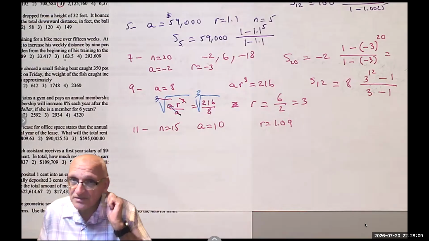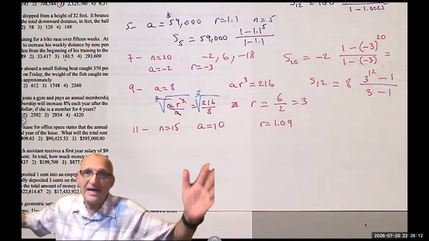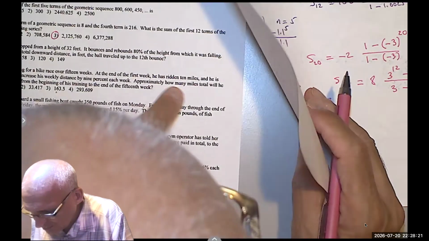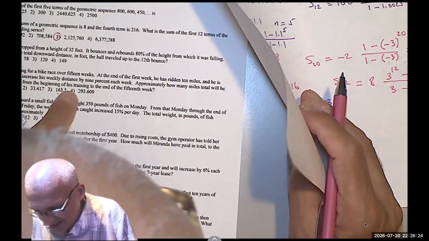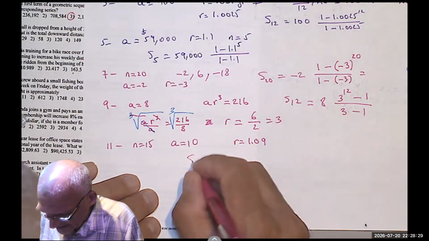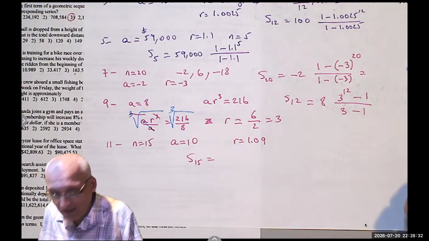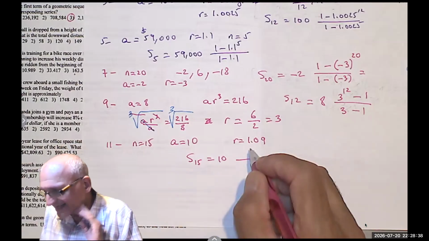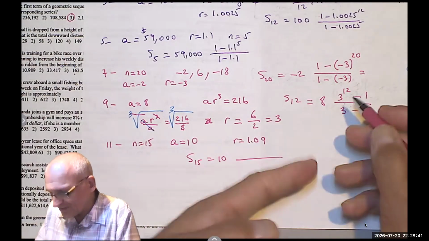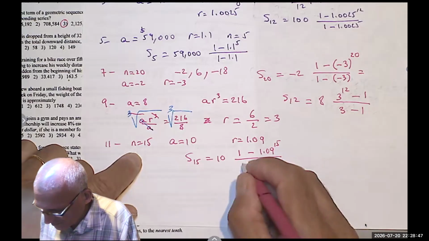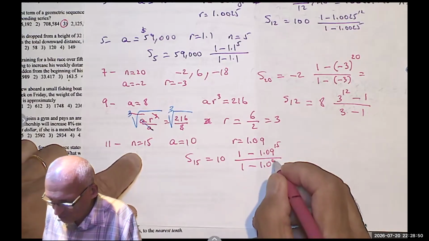Again, same as the interest. We are not looking at the interest, we are looking at the whole amount in the account. This is R. I think we have everything, right? Approximately how many miles total will he have ridden from the beginning of the training till the end of the 15th week? Okay, so the amount traveled, or S15, again, we are doing the same stuff over and over again. Last time I did R to the n, so let's do it this time the other way around. R to the 15 over 1 minus 1.09 or negative 0.09.